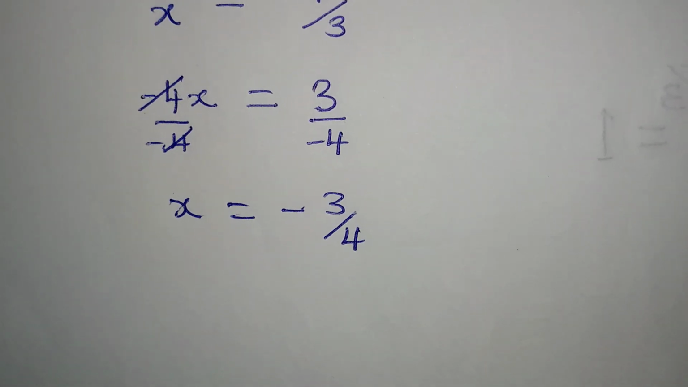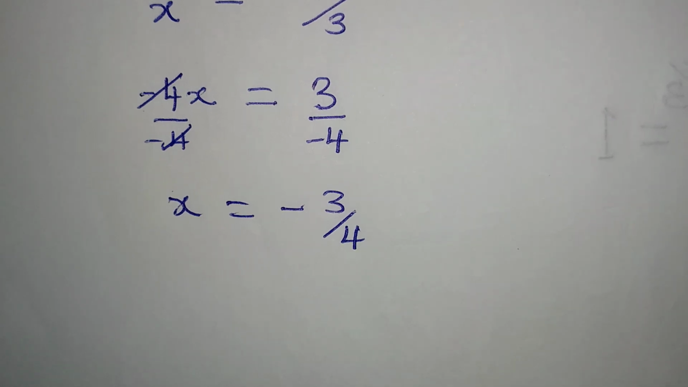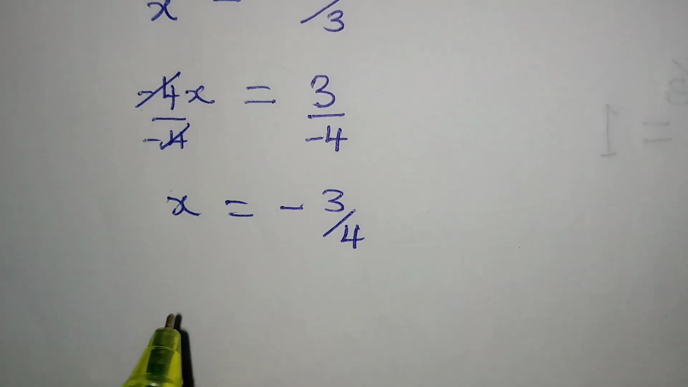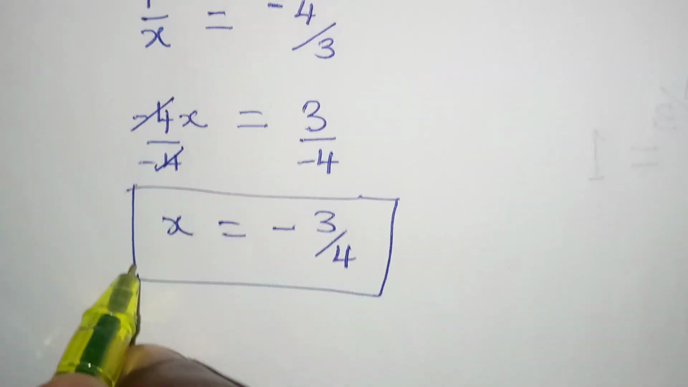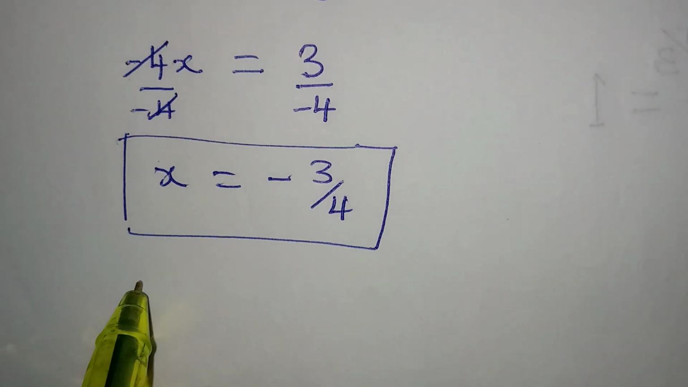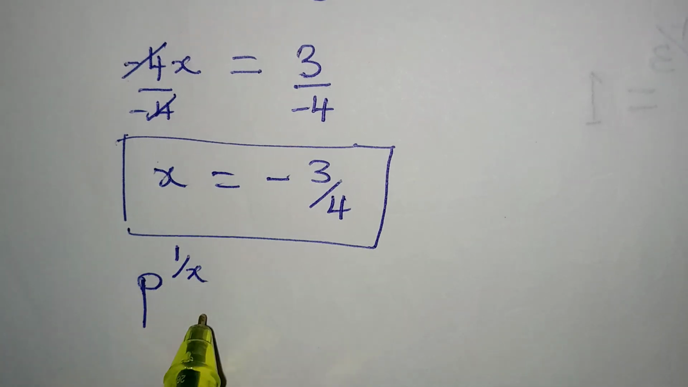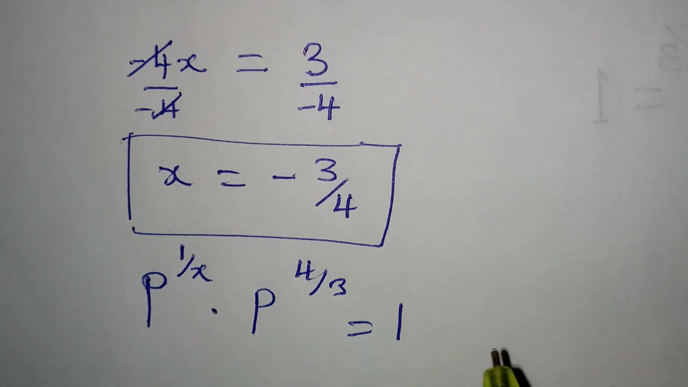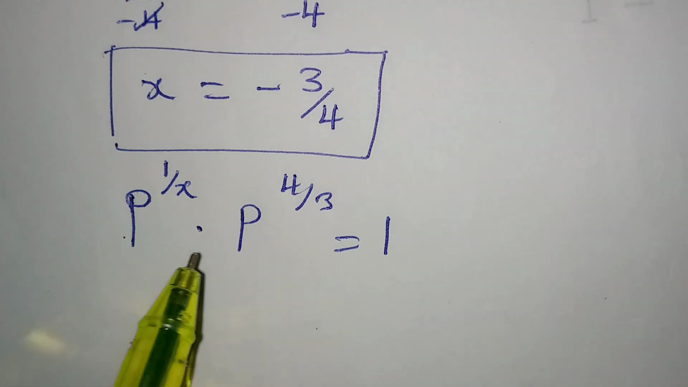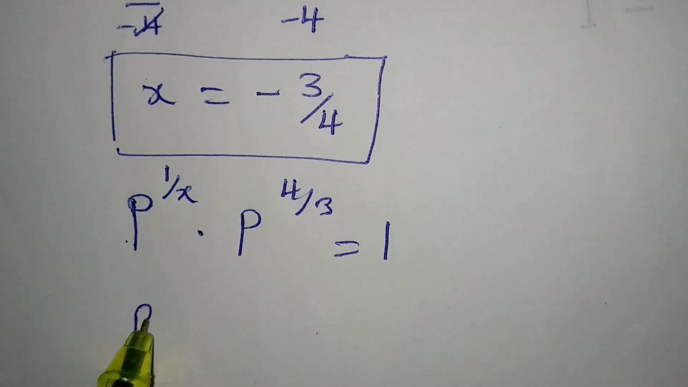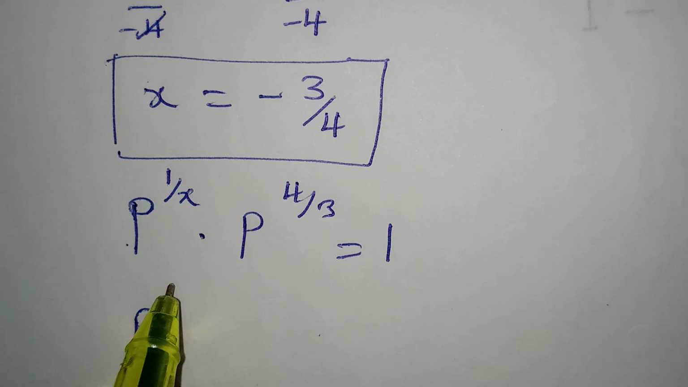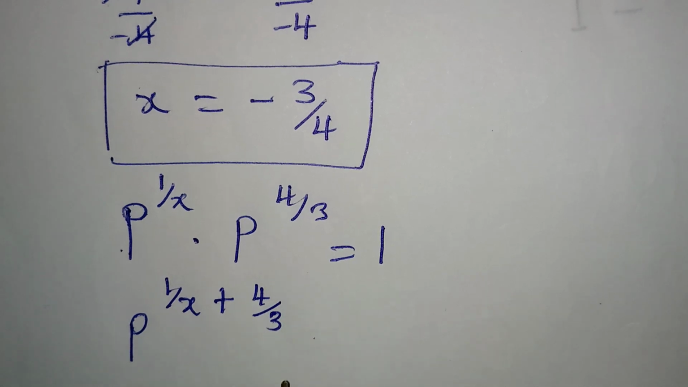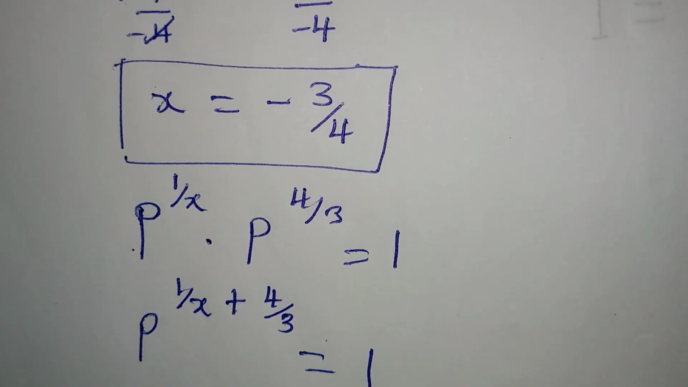Now I'm going to apply the second method. The question is P to the power of 1 over x multiplied by P to the power of 4 over 3, which is equal to 1. And already we have the same base. Why don't we pick one of the bases and add the powers? We're going to have 1 over x plus 4 over 3, and this is equal to 1.